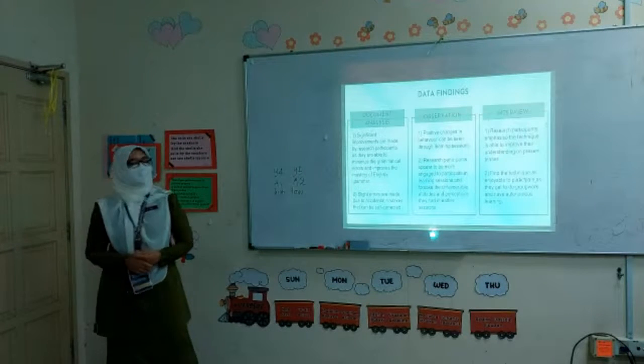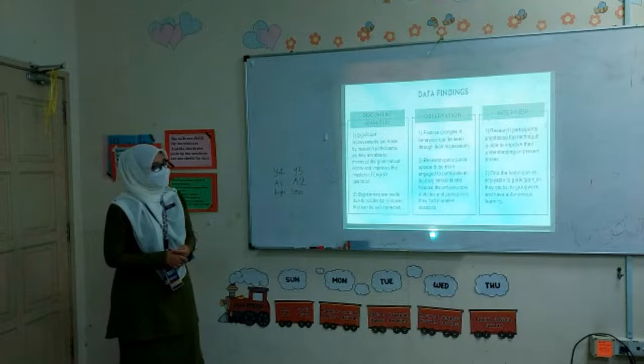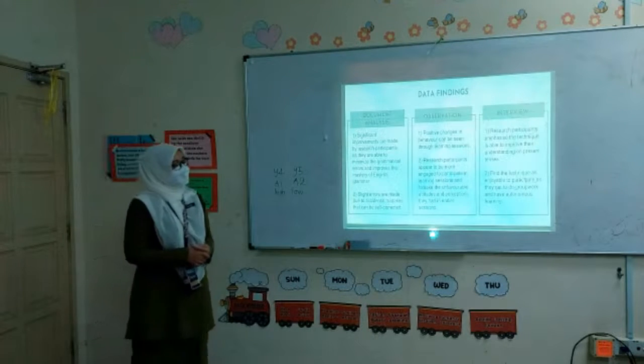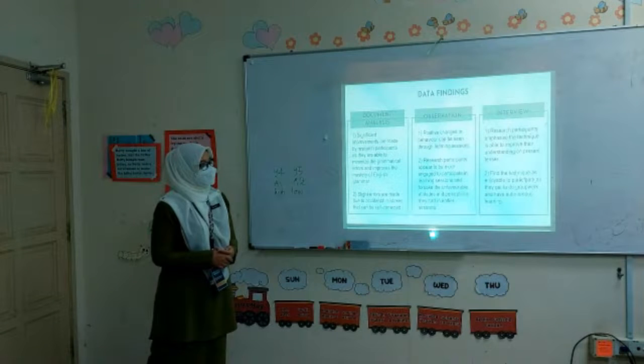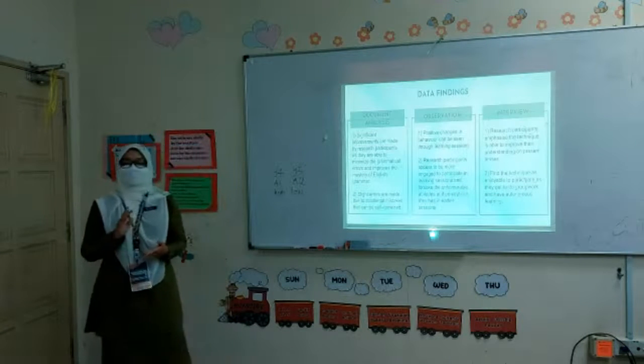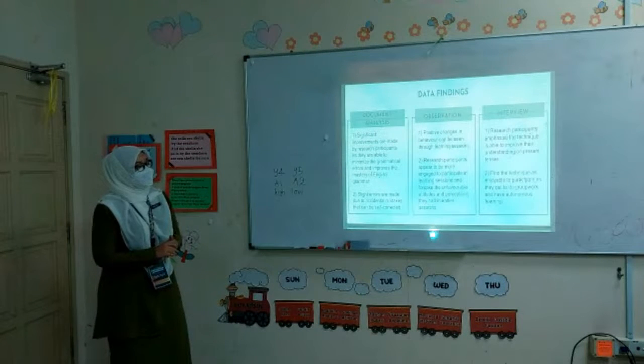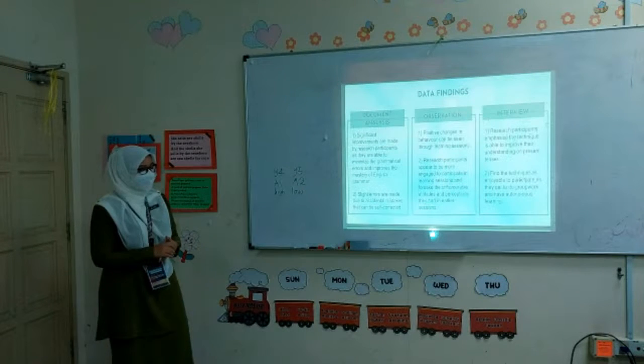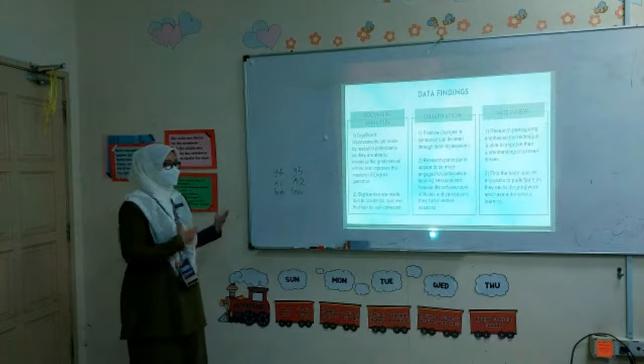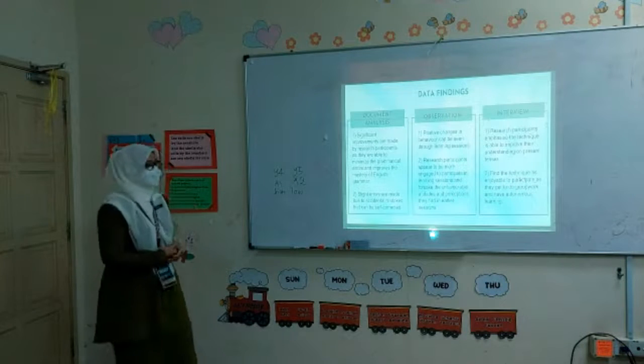Okay, in the analysis of the interview, the research participants emphasize the technique is able to improve their understanding of present tenses, and they find the technique enjoyable to participate in as they get to do group work and have autonomous learning.